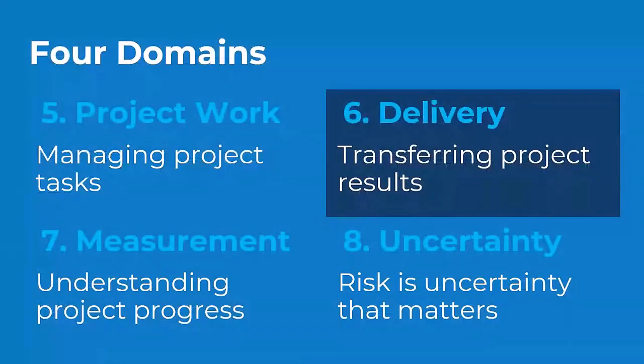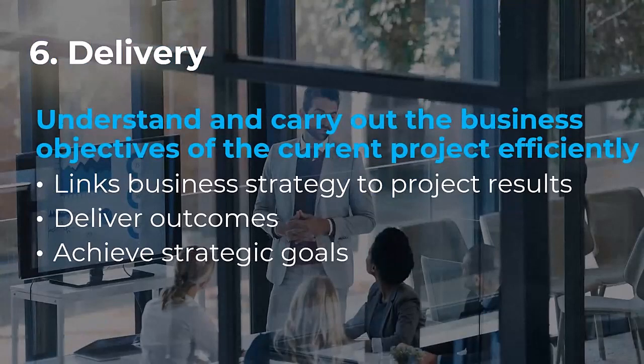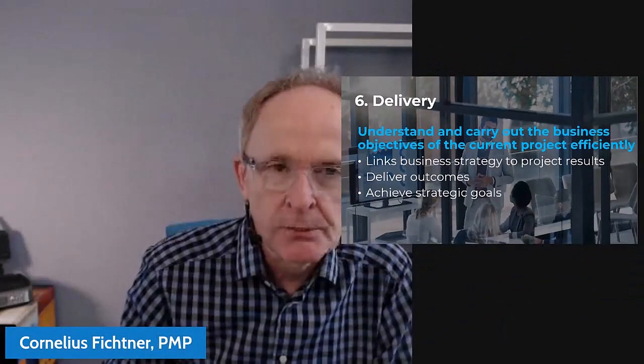Right, we're moving on to our next domain, domain number 6, delivery, transferring project results. This domain, the delivery domain, helps our team understand and carry out the business objectives of the current project efficiently. And this is the domain that links business strategy to project results.